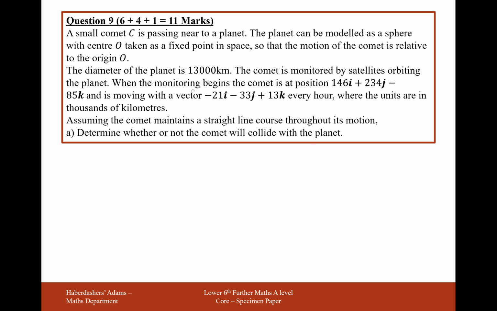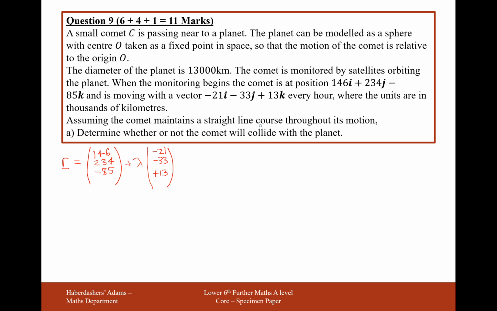When the monitoring begins, the comet is positioned at, okay, so let's start to record this information now, (146, 234, -85). I always prefer to write my vectors as column vectors rather than i, j's and k's, and it is moving with a vector, so it's a line vector, so plus lambda (-21, -33, 13) for every hour, where the units are in thousands of kilometers.